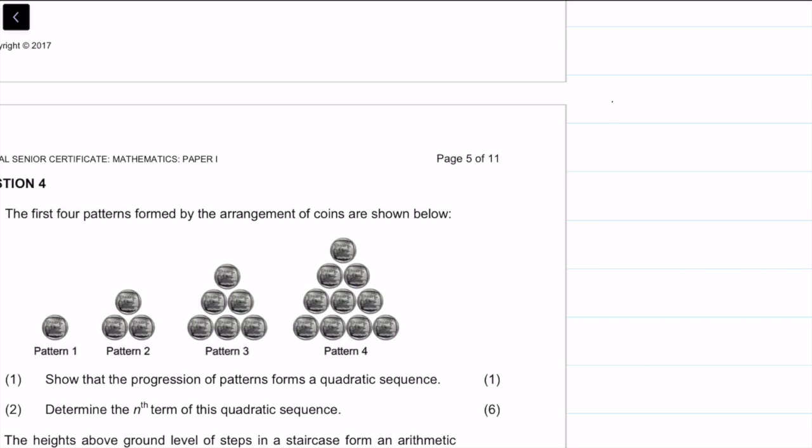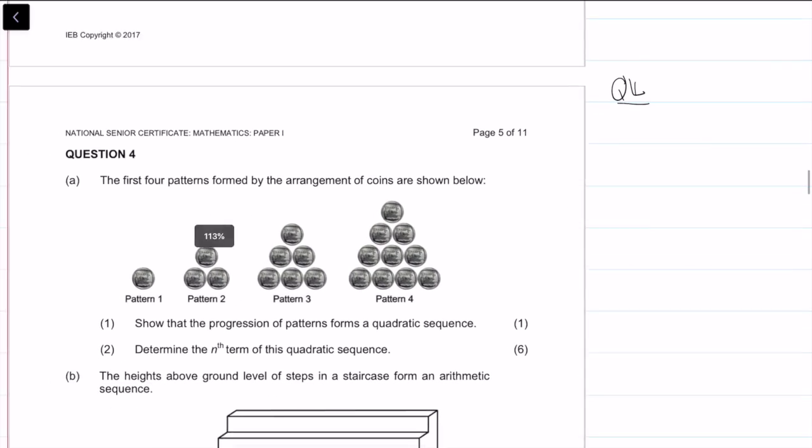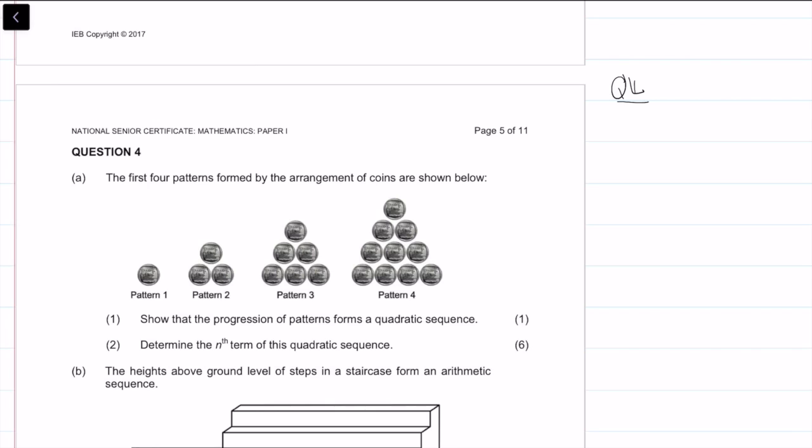So this is question 4. The first 4 patterns formed by arrangement of coins are shown below. Pattern 1, pattern 2, pattern 3, and pattern 4 form nice triangles. Show the progression of patterns. Show that the progression of patterns form a quadratic sequence. Remember, for a quadratic sequence, we're looking for a common second difference.